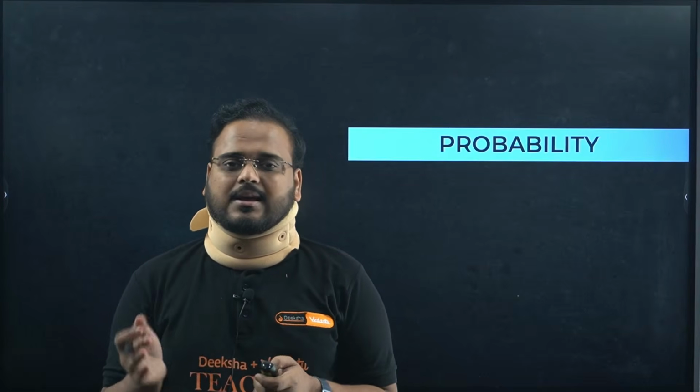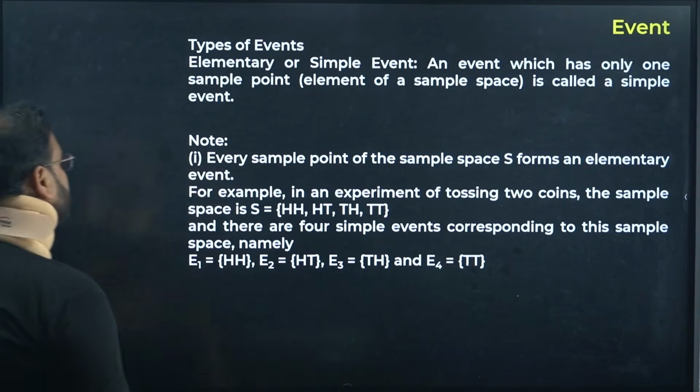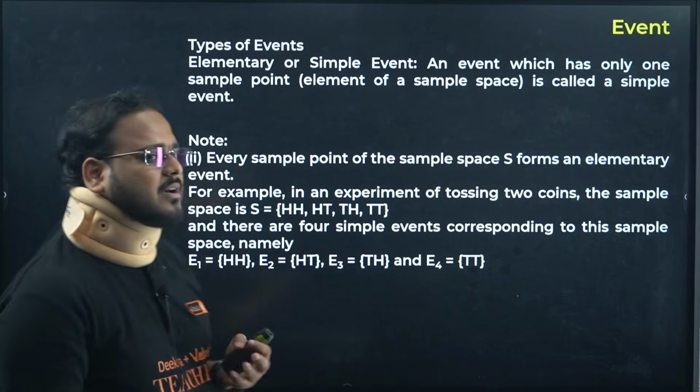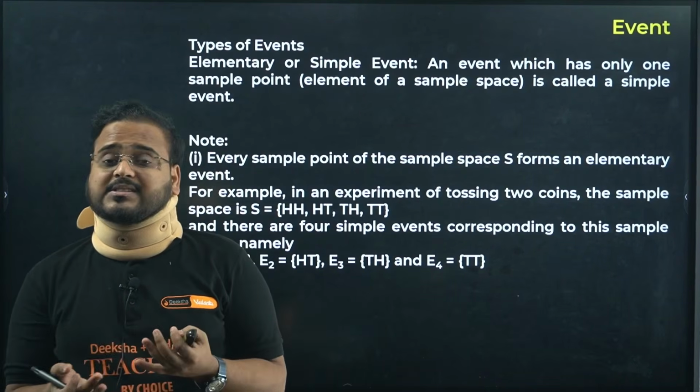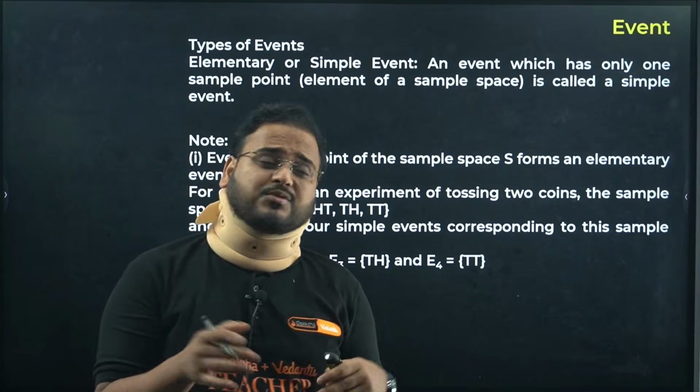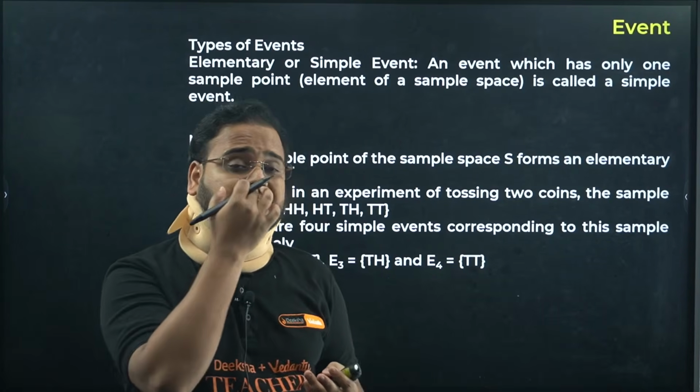We'll see that as well at the last. Let's start. Starting from the events, of course, in this we'll talk about different types of events. We can talk about mutually exclusive events, exhaustive events, and all these things.